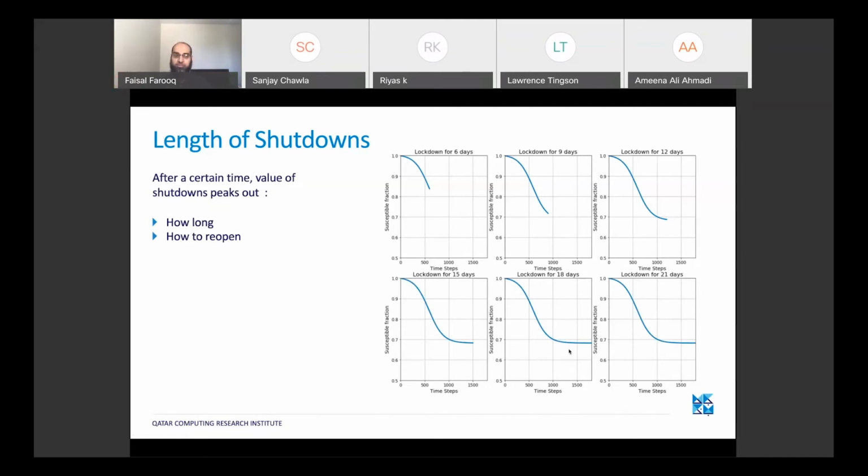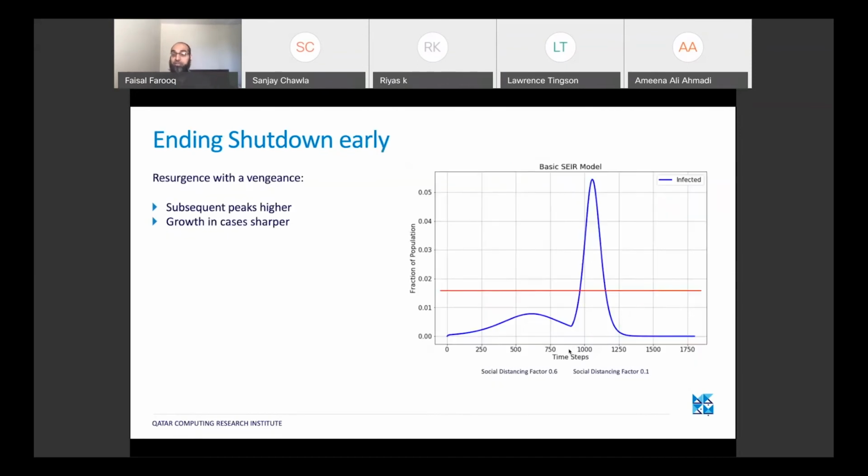Now the question becomes, okay, then how do we decide how we reopen? Do we reopen as soon as the peak starts coming down? Using the simulation, if we end the shutdown early, which basically means we reach the peak, and as we were going down, we start to reopen, I ran the simulation using two social distancing factors.